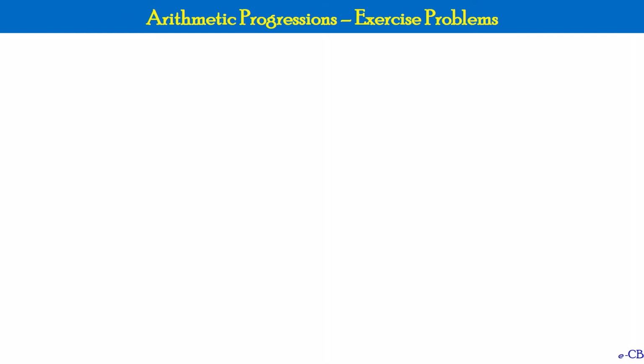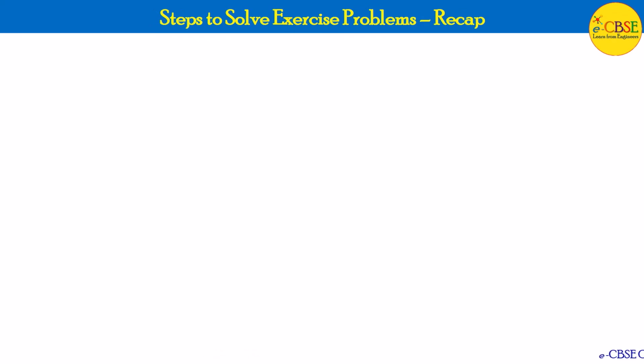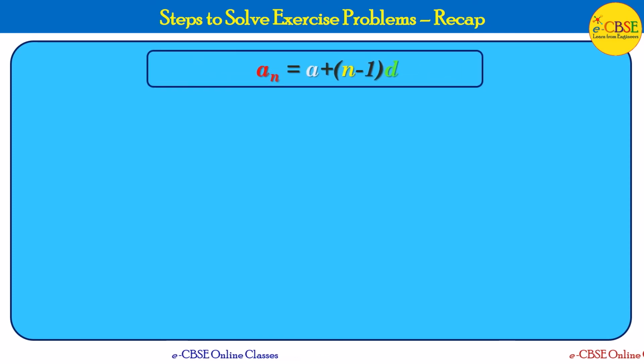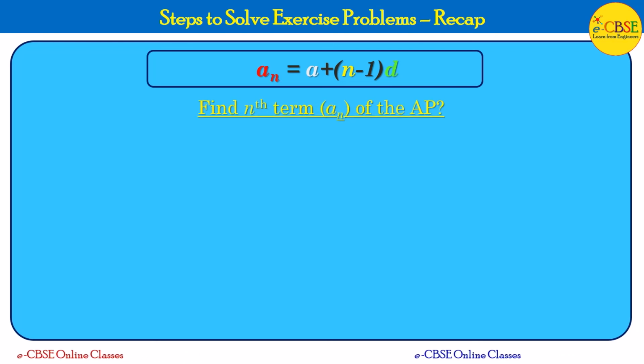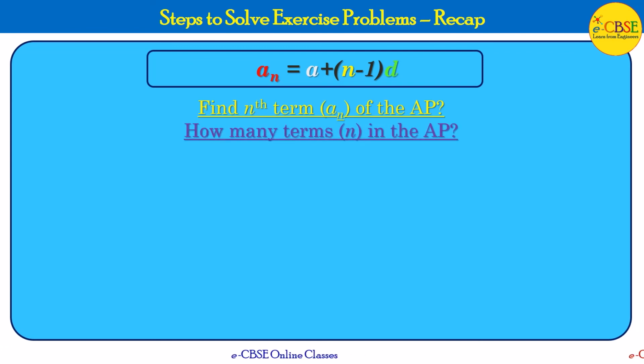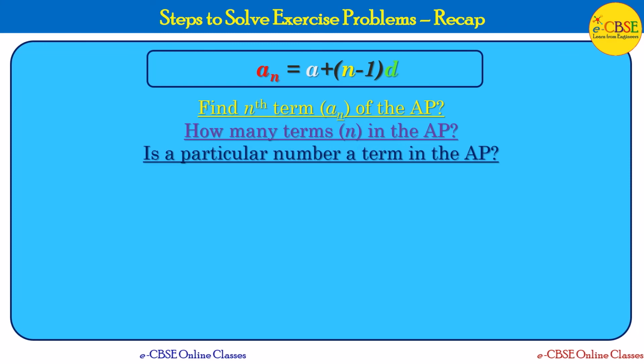Correct? Before wrapping up this video, let us quickly look at some general steps to solve such problems using the nth term of arithmetic progression. We know that the general form of the nth term is an equal to a plus n minus 1 into d. Notice that there are 4 terms in this expression. So if any 3 are given, you can calculate the remaining 4th term, correct? So what are the typical questions asked in this kind of problems? Find the nth term an of an arithmetic progression, or how many terms are there in an arithmetic progression, or is a particular number a term in the arithmetic progression, correct?